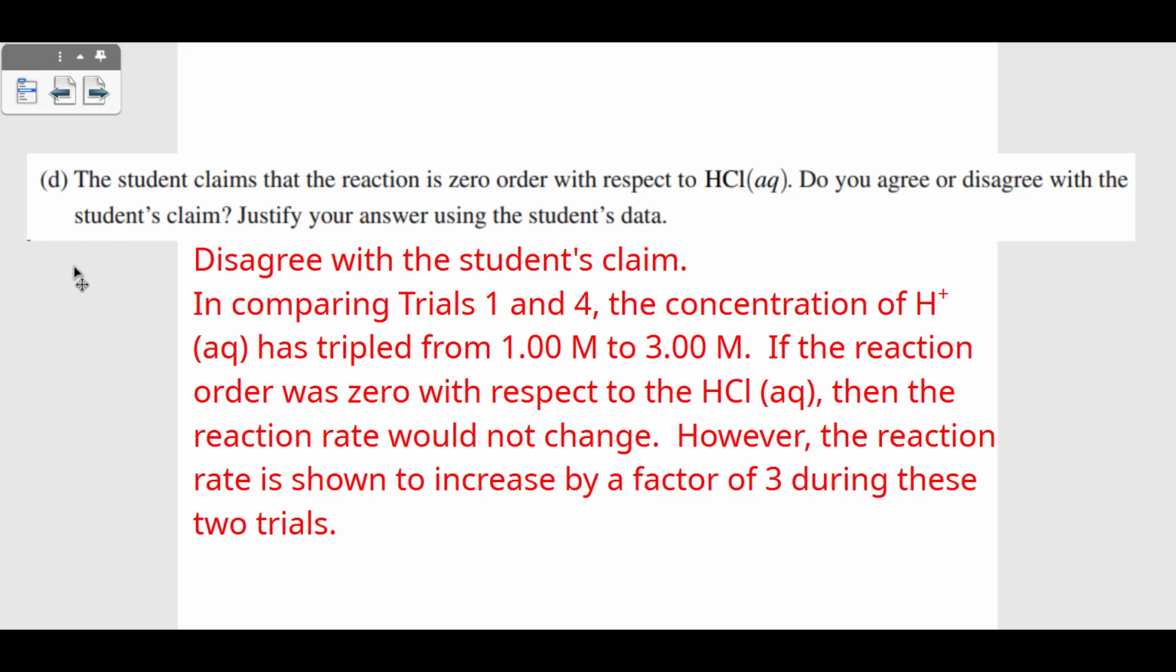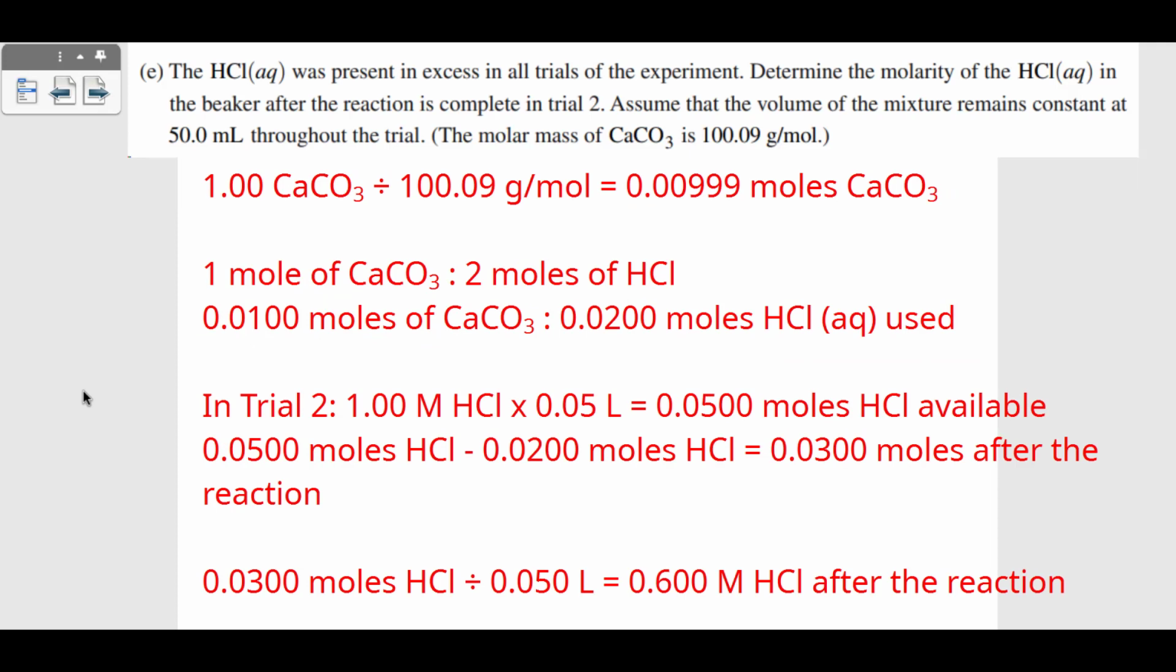If the reaction was zero order, the reaction rate wouldn't change. It wouldn't matter. But the reaction rate is shown to increase by about a factor of 3 during these two trials. So it's probably a first order reaction. It's definitely not a zero order. And then we get a little bit of stoichiometry here.